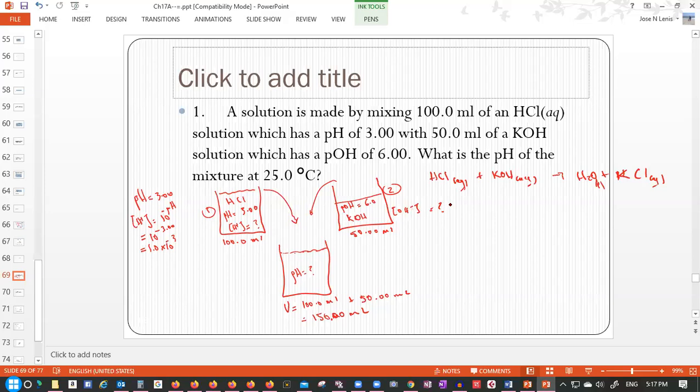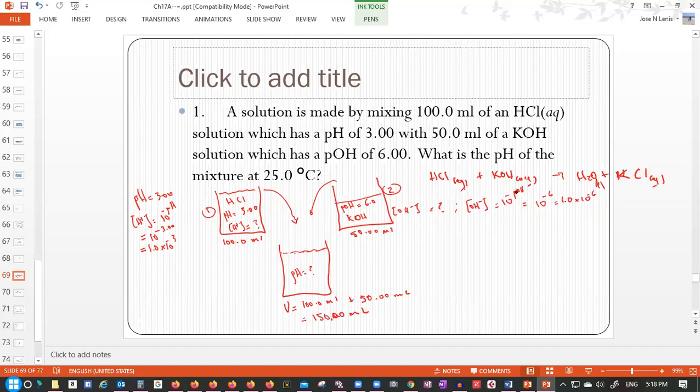How do you find the concentration of OH minus? Similar. The concentration of OH minus, if we know the pOH, equals 10 to the negative pOH, which is 10 to the negative 6. So it's going to be 1.0 times 10 to the negative 6. That's the concentration of OH minus.